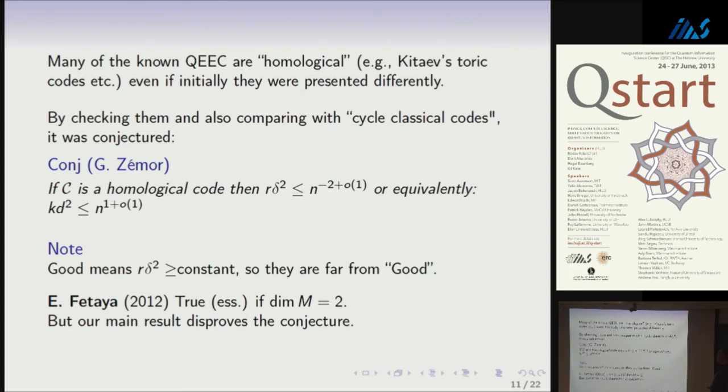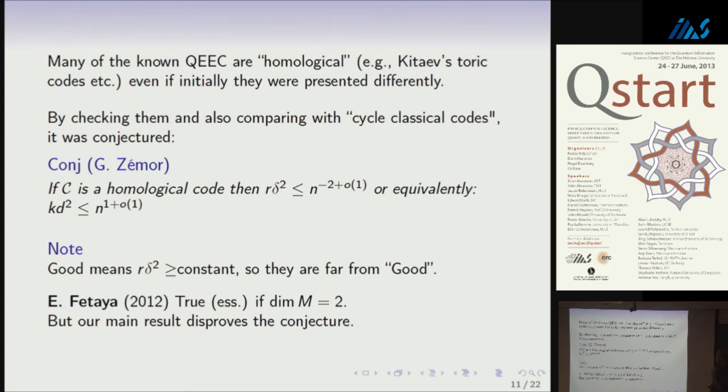And all examples indeed satisfy that. And he conjectured that k times d squared, which is just a translation, is at most n plus little o(1), namely when n goes to infinity, this goes to 0. This is very disappointing, because what we want is that k will go like n, and d will go like n. So we want that k d squared will be something like n cubed. And then it tells you that it's really not more than n. That's a conjecture, at least.